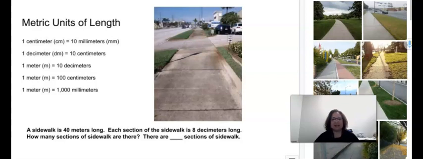Let's try another one. A sidewalk is 40 meters long. Each section of the sidewalk is 8 decimeters long. How many sections of sidewalk are there? There are blank sections of sidewalk.